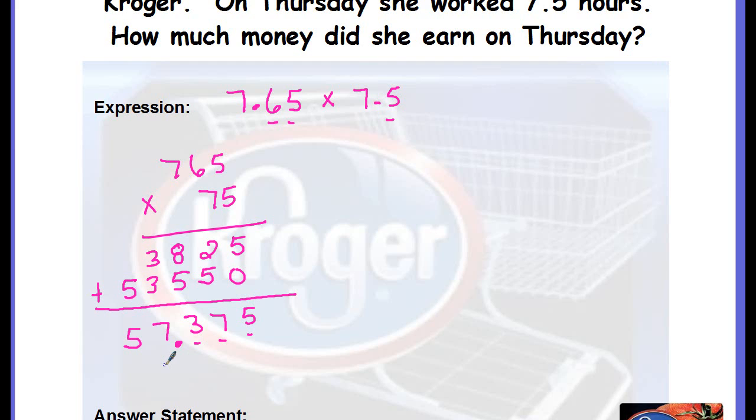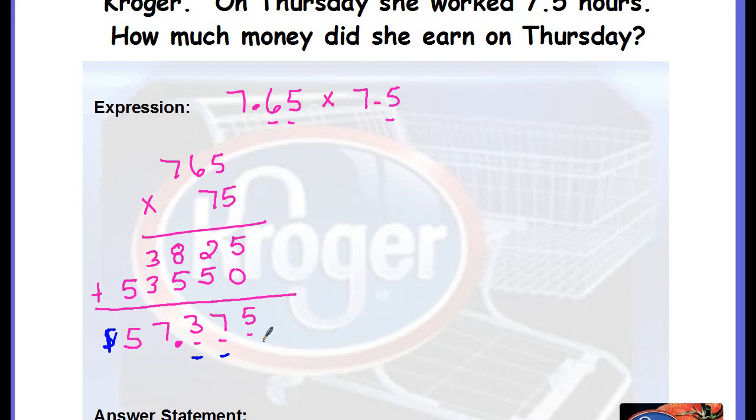Okay, did you get 57 and 375 thousandths? If you did, great job. If not, just take a look, see where you made your mistake. Okay, so we need to write an answer statement. The question is asking us, how much money did she earn on Thursday? Well, we know money needs a dollar sign, right? Oops. But this is not how we write money. This is not how we write dollars and cents. Dollars and cents only has 2 places. It goes to the hundredths, not the thousandths. So we're going to have to round our answer.